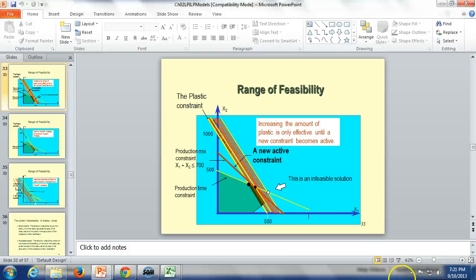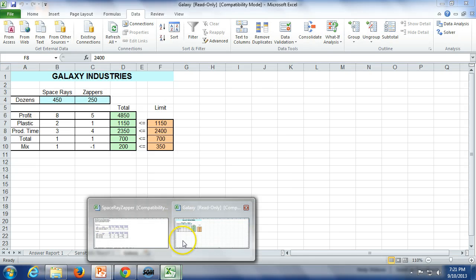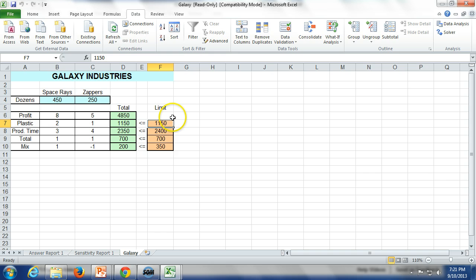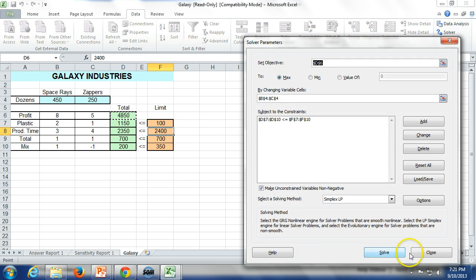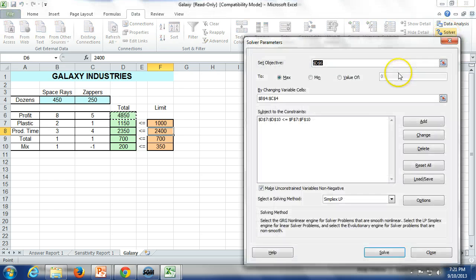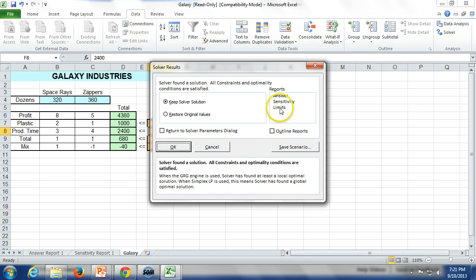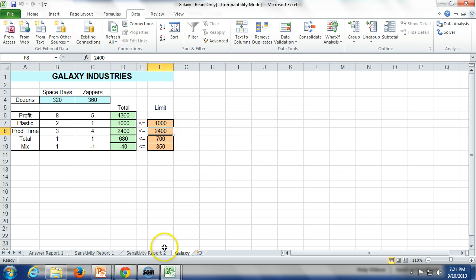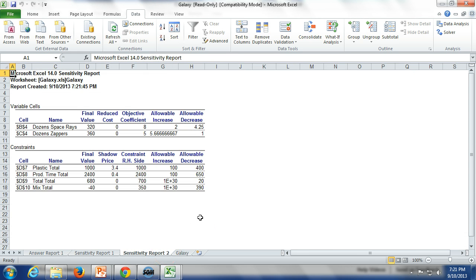Help me, because we just did that one together. I'm going to go back to the original solution, so let's put 1,000 here again. Let me resolve it. Keep the new sensitivity report. I want you guys to help me analyze production time. Is production time binding or non-binding in this solution? That's the first question. Is something holding me back?